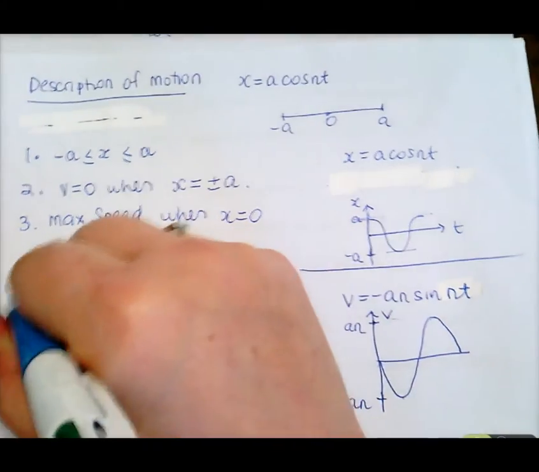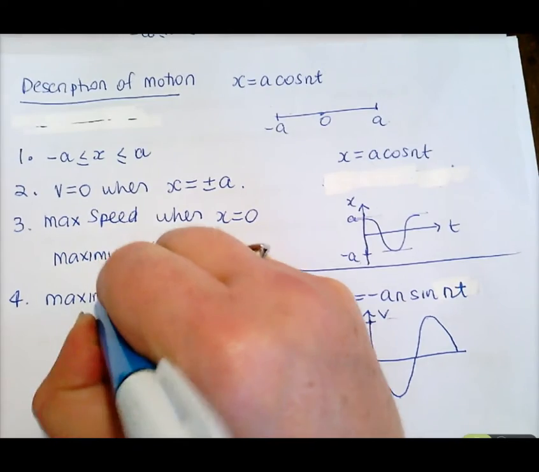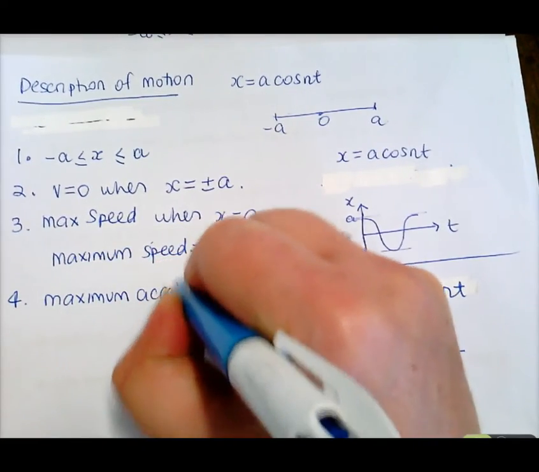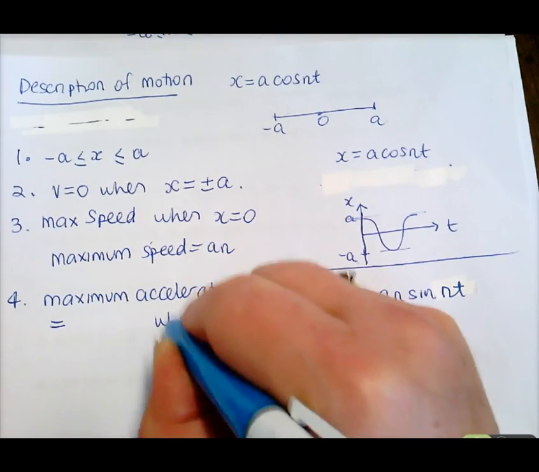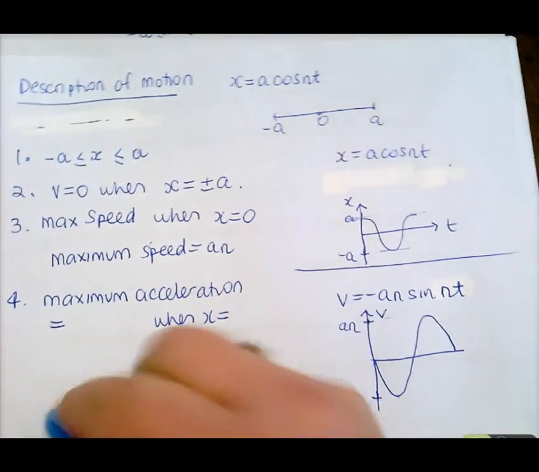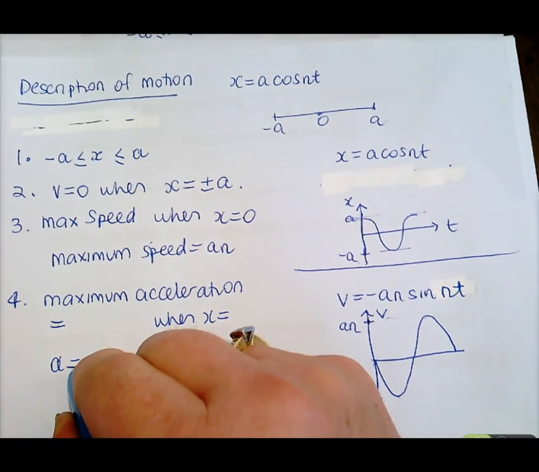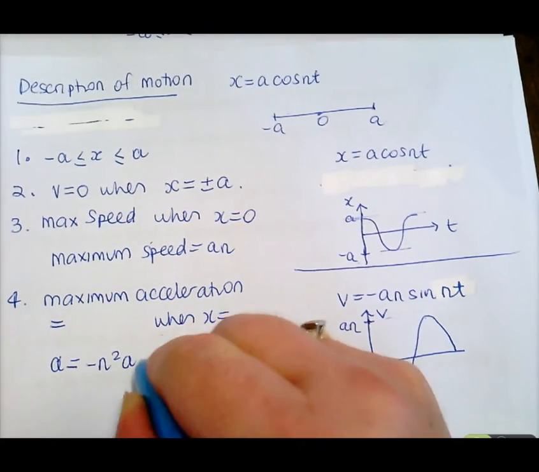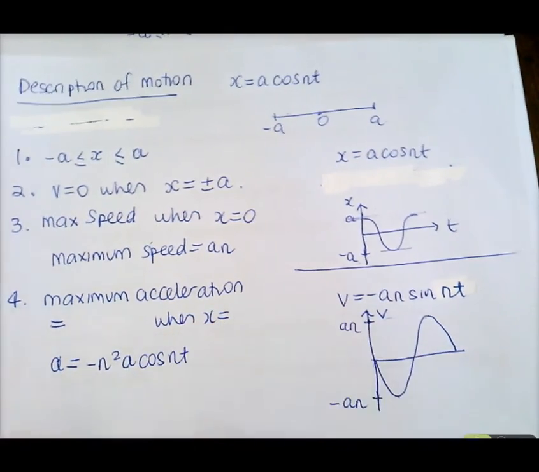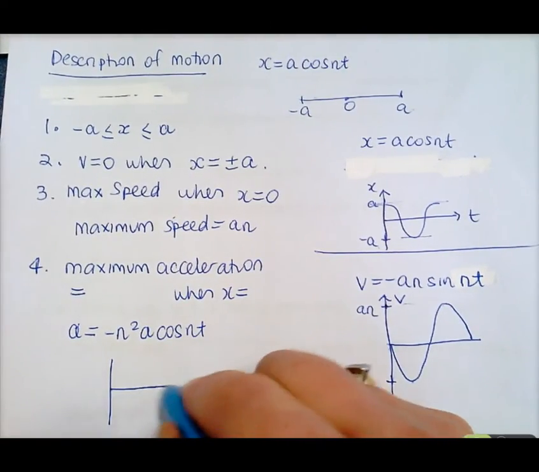Okay. What's maximum acceleration? I'm going to draw the acceleration curve and write down what it is. a equals negative n squared a cos nt. If I draw that, it looks like this. How does that look?